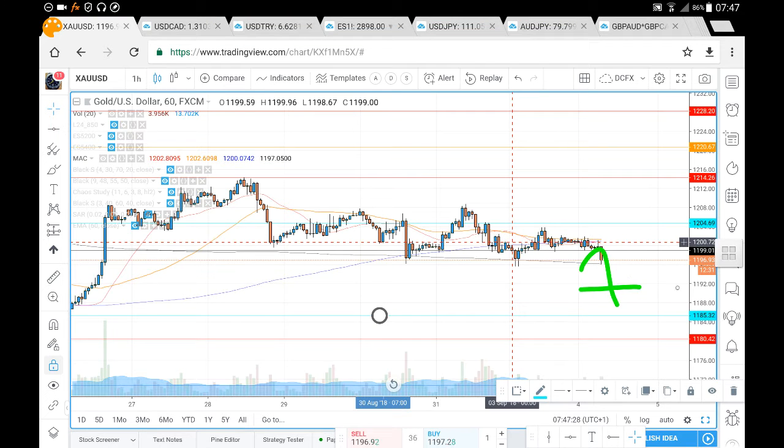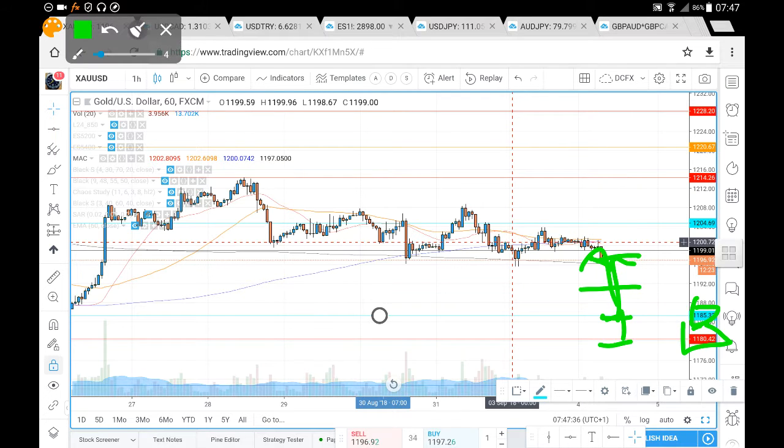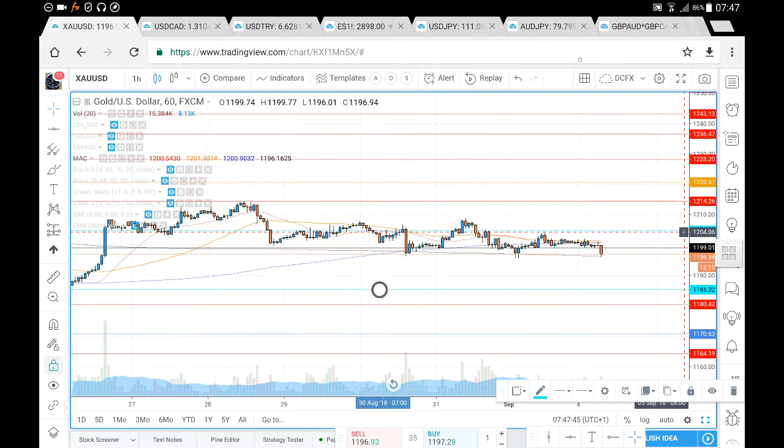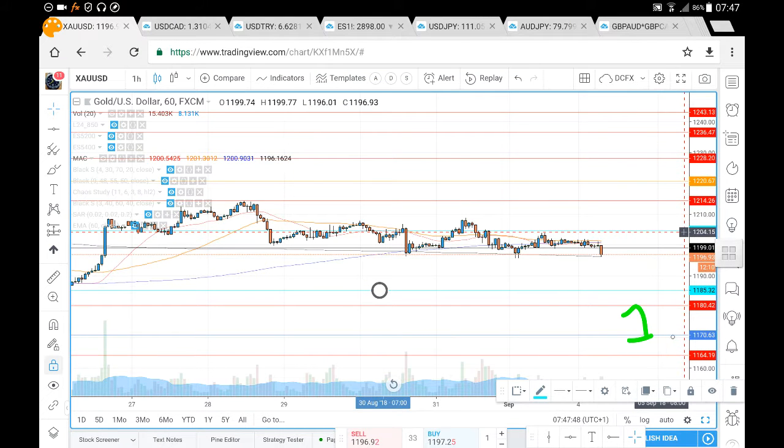So if we do see this breakdown, if we do see this continued breakdown beyond this 11.96, possibly looking for a retest of the 11.85, successful break from which we'll be then looking for price to head down to the 11.80.42. And if we do see sufficient bearish sell side momentum here on the XAUUSD, the very next level of note is of course that 11.70.63. Beyond that, we're looking at the move down towards 11.64 here on the XAUUSD.